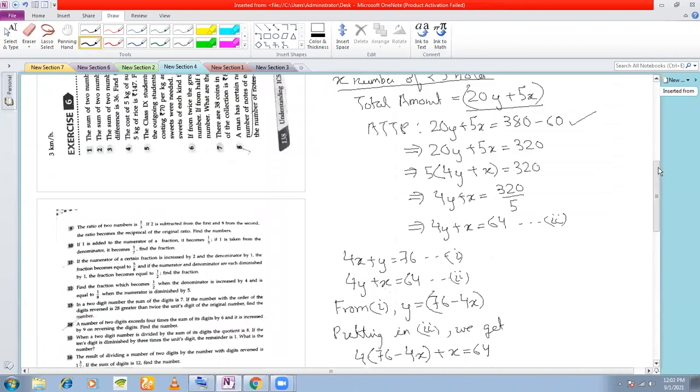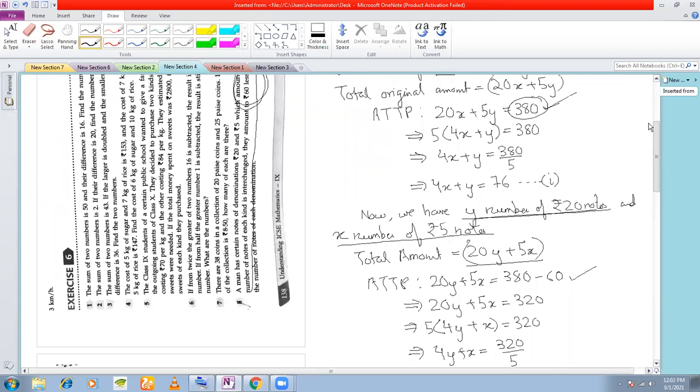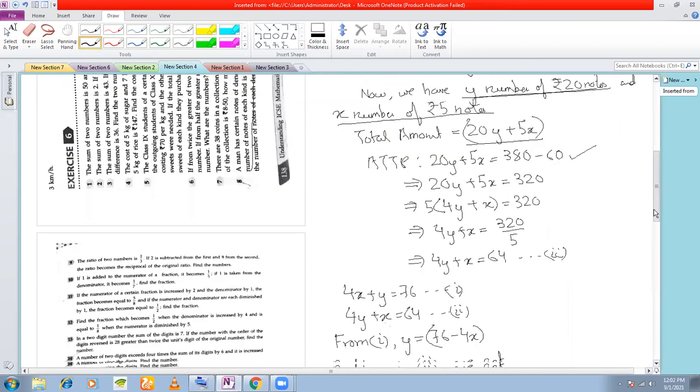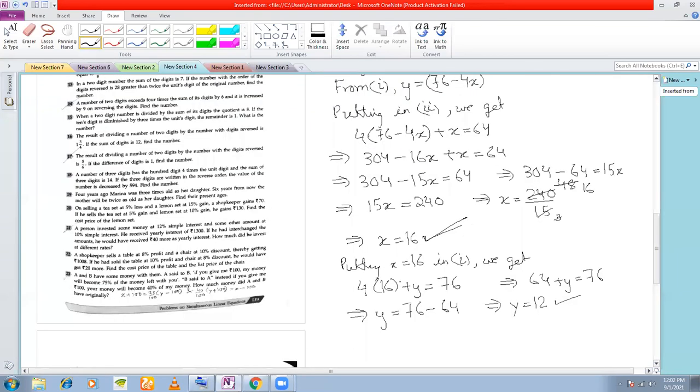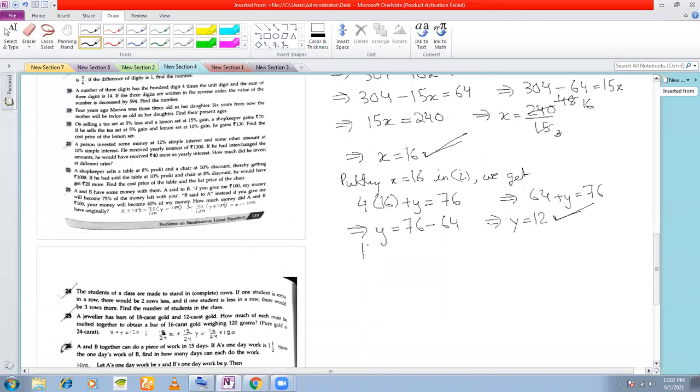Now what is the question here? The question here is to find the number of notes of each denomination. So you had 16 20 rupee notes and 12 5 rupee notes. Hence the answer is x is equal to 16, y is equal to 12. That's it. Any question here?